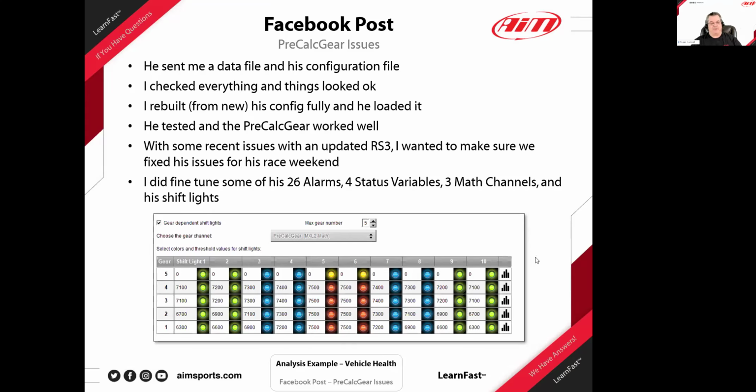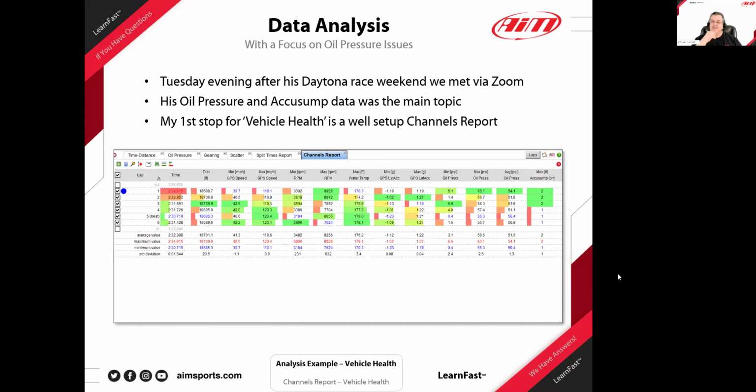Everything was working pretty well for the rest of his weekend, which was pretty good. So then what happened is he ran his race. We chatted a couple times with email and back and forth, and everything seemed to work well. And he even passed along a few more data files to me.